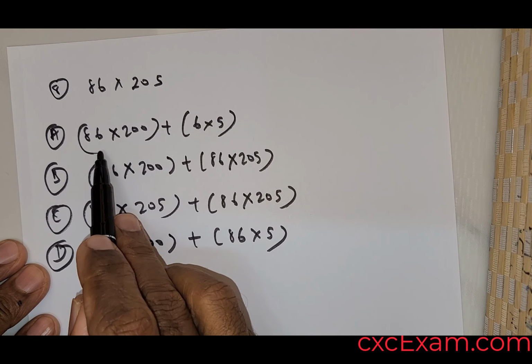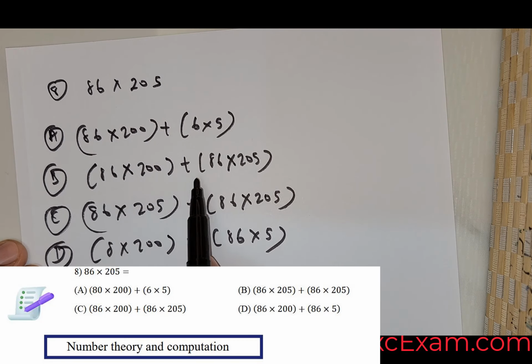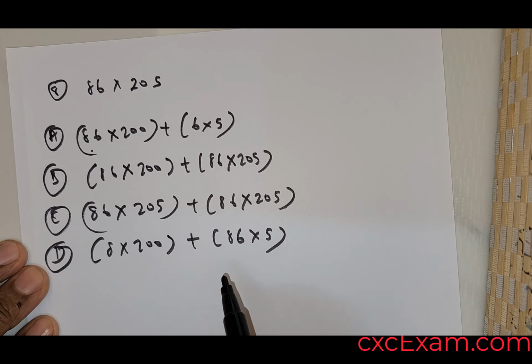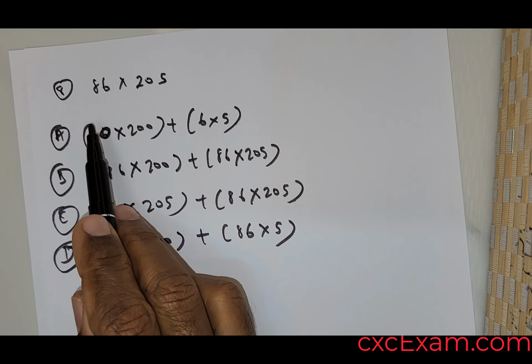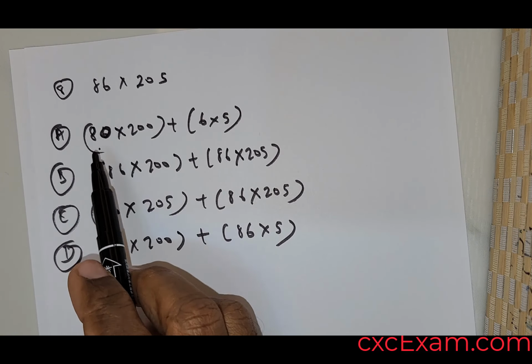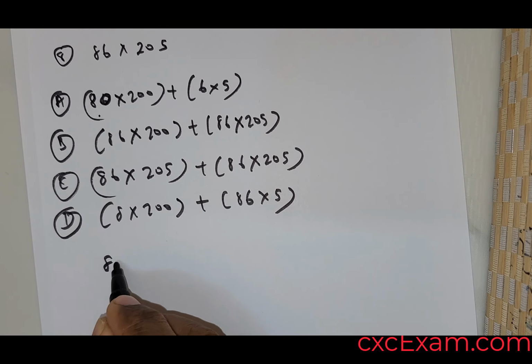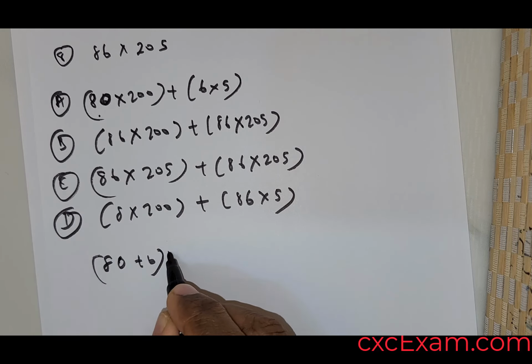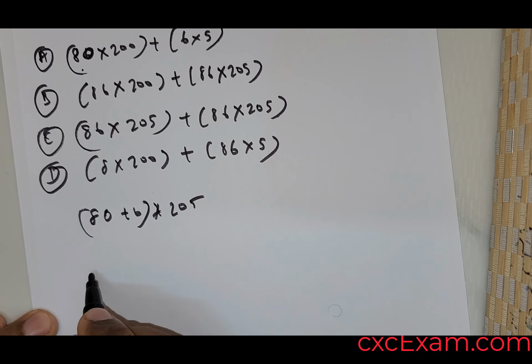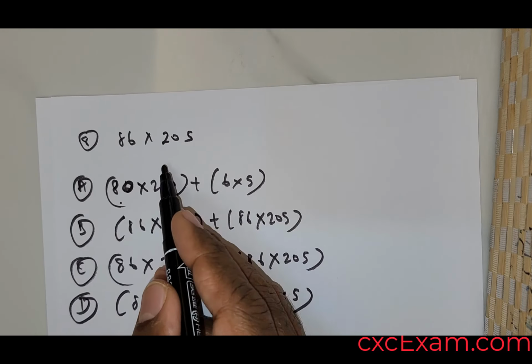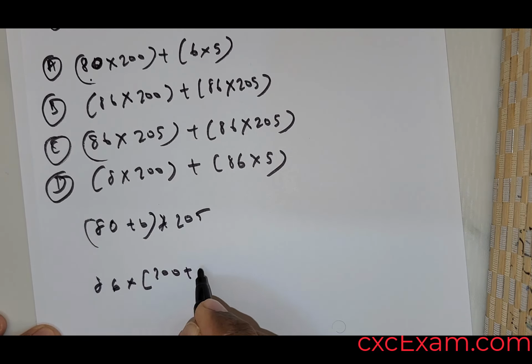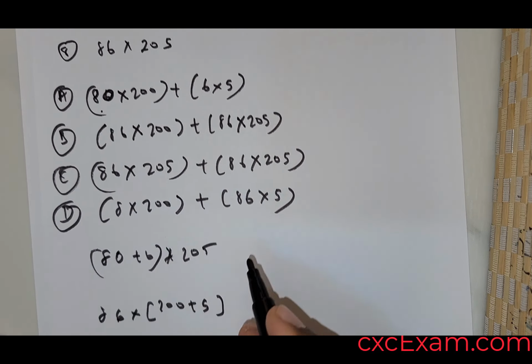Now if you were to observe the question, the numbers are actually split. At one point you see 86, and at the other point you see 80, at the other point you see 200. So what you have to do is, you have to split 86 as 80 plus 6 and retain 205 as it is. The other place you split 205 as 200 plus 5, because that's the way they are splitting here.